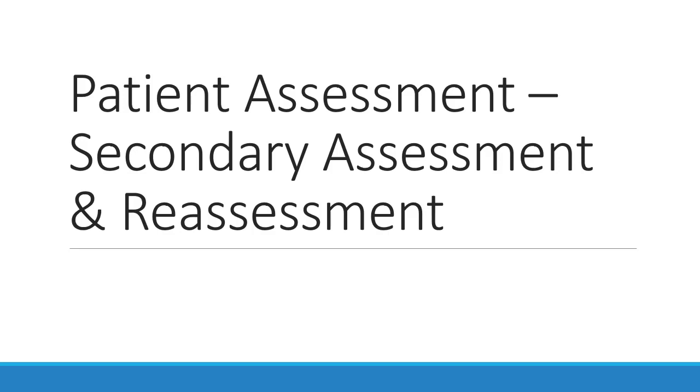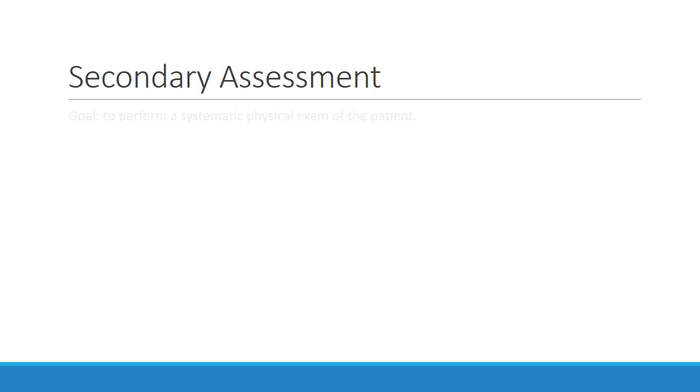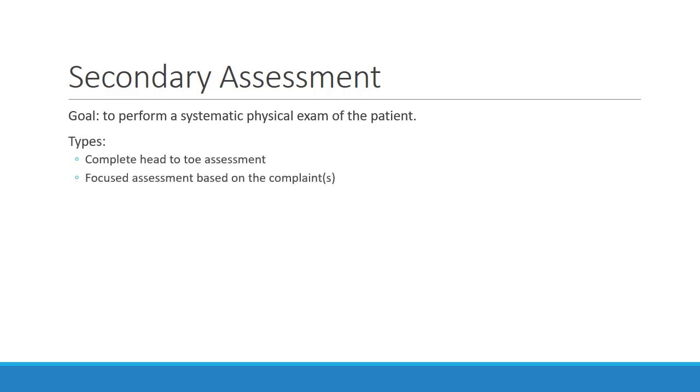So now we move on to secondary assessment and reassessment. The goal of our reassessment is to perform a systematic physical exam of the patient. There's a couple of different ways we can do this. One is to complete a head-to-toe assessment, and the second is a focused assessment based on the complaints. Whichever one you do is going to depend on exactly what's wrong with the patient.